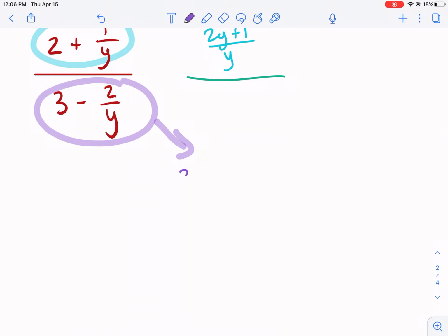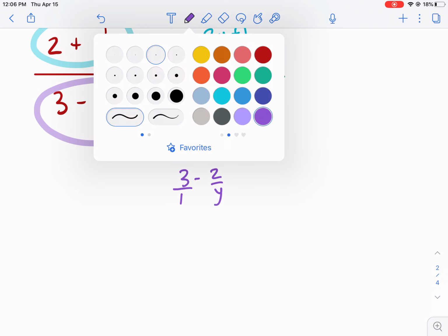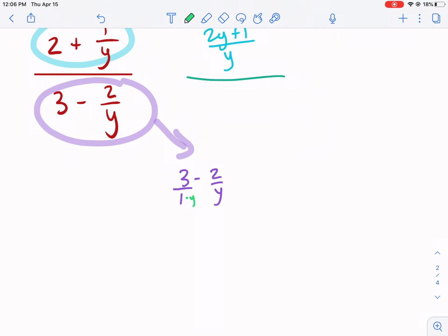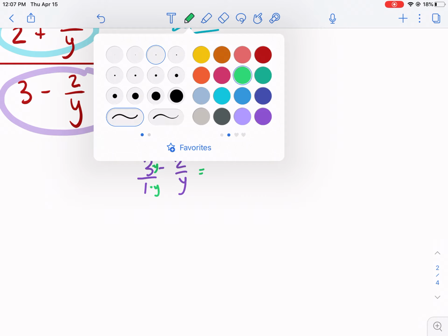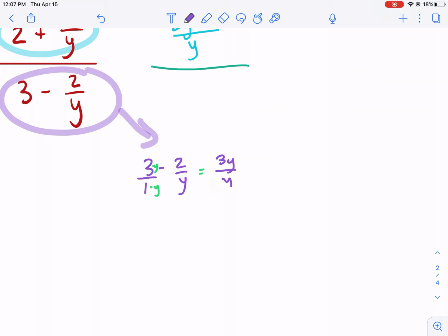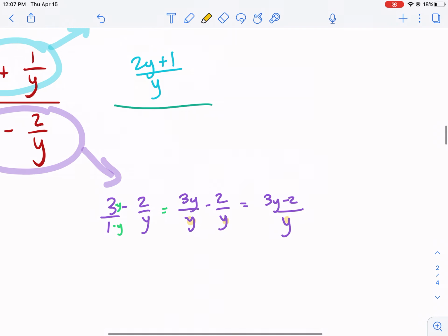The bottom is 3 minus 2 over y. We want a y in the denominator; right now there's a 1 in the denominator. So I need to multiply the top and bottom of the fraction on the left by y. This becomes 3y over y minus 2 over y, so we get 3y minus 2 over y. We keep the denominator the same. Now it is another single fraction on the bottom.